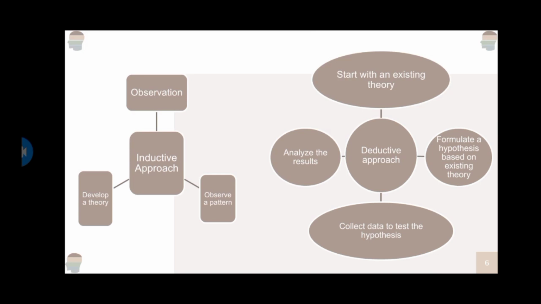The inductive approach consists of 3 stages, which are observation, observe a pattern, and develop a theory. Example of observation: a low-cost airline flight is delayed. Dogs A and B have fleas. Elephants depend on water to exist. And observe the pattern. Another 20 flights from low-cost airlines are delayed. All observed dogs have fleas. All observed animals depend on water to exist.